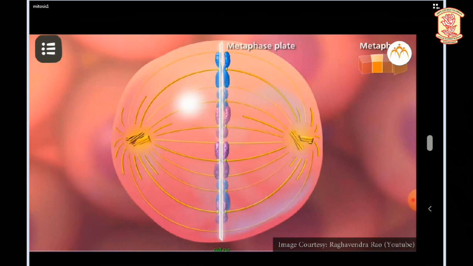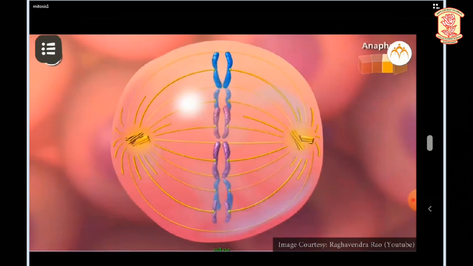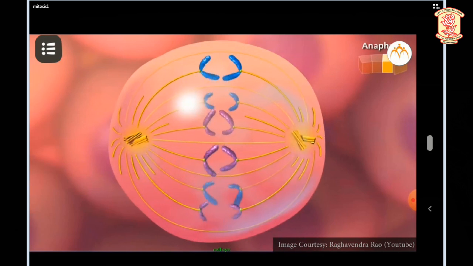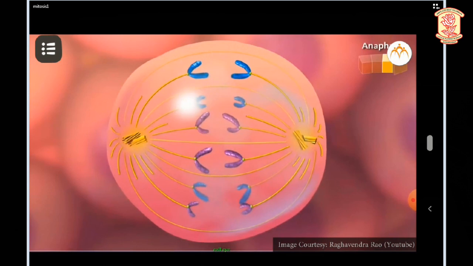These strands are connected at a point which is the centromere. Now, the cell will enter into the next phase, which is called the anaphase. As the cell enters the anaphase, half of the chromosomes are being pulled to either side.